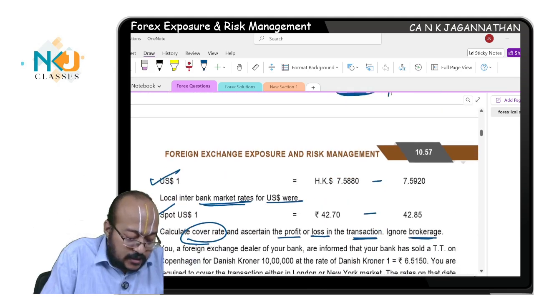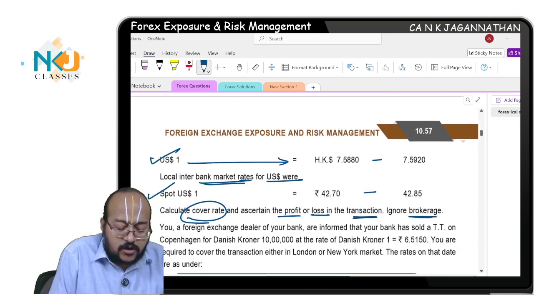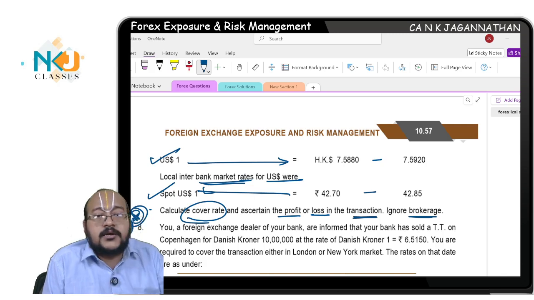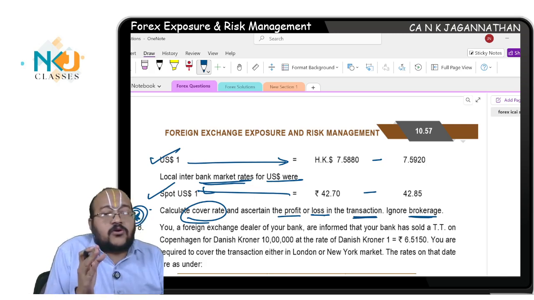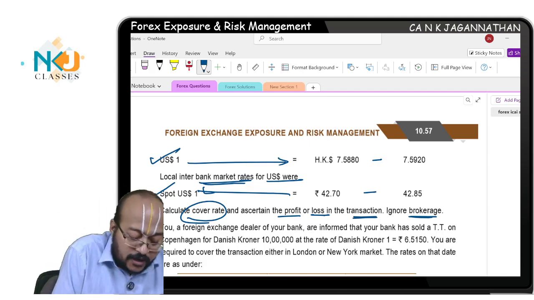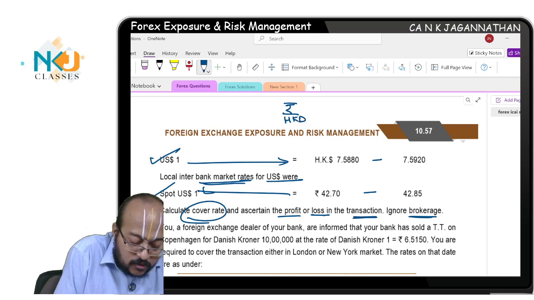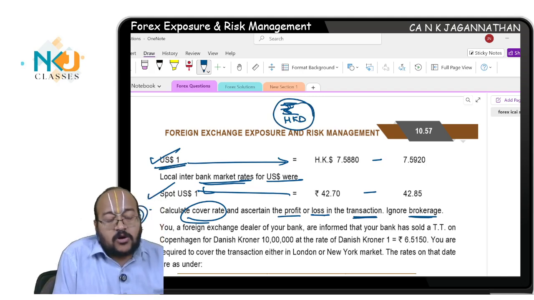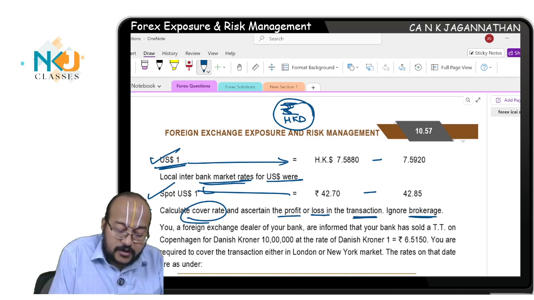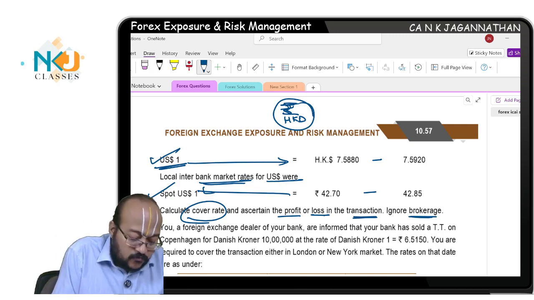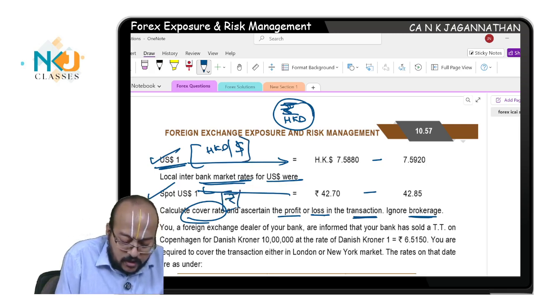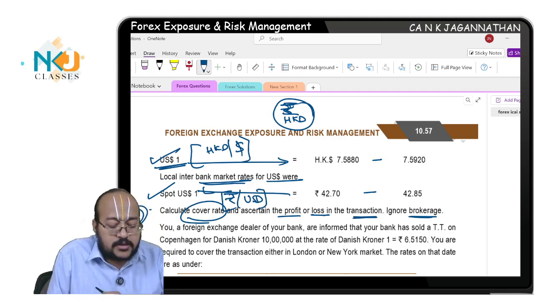But the problem here is that the Hong Kong dollar is quoted against the US dollar and the rupee is quoted against the US dollar, but there is nothing directly for the Hong Kong dollar. What you need to find is rupee per Hong Kong dollar. Are you all understanding? Now the quotation of dollar and Hong Kong dollar is given, which means Hong Kong dollar per US dollar is given. And this is rupee per USD, given. Are you understanding? But there is no rupee per Hong Kong dollar.